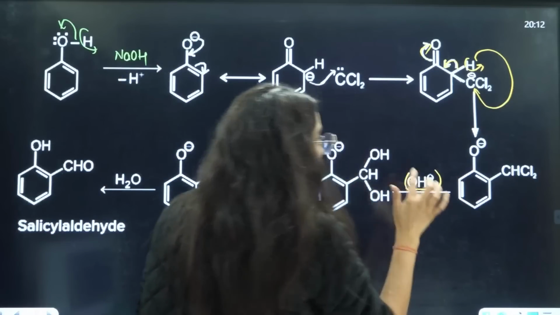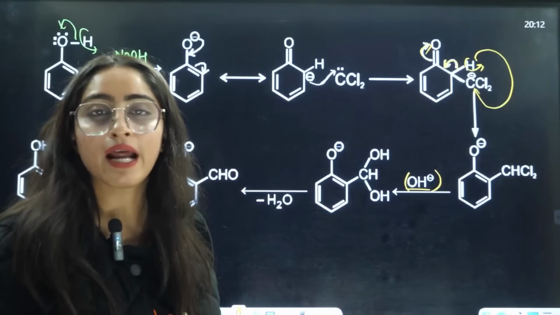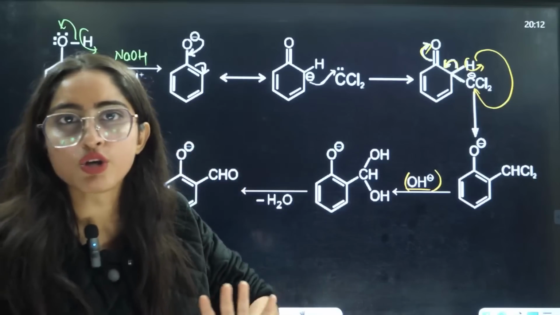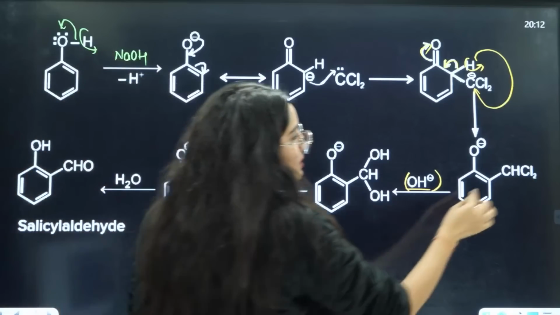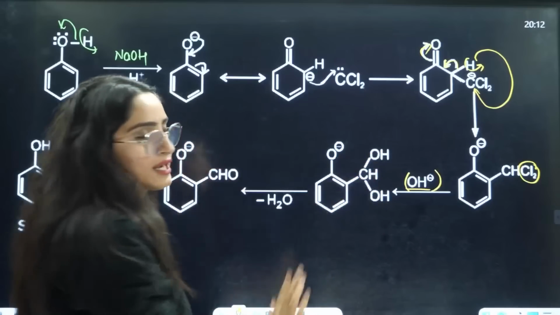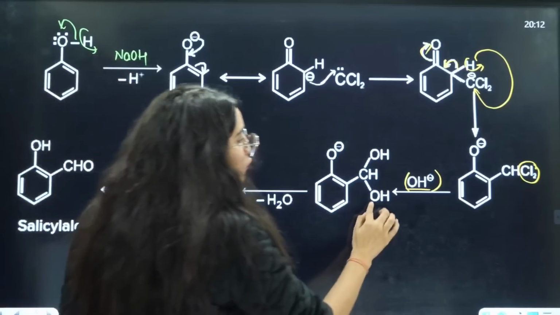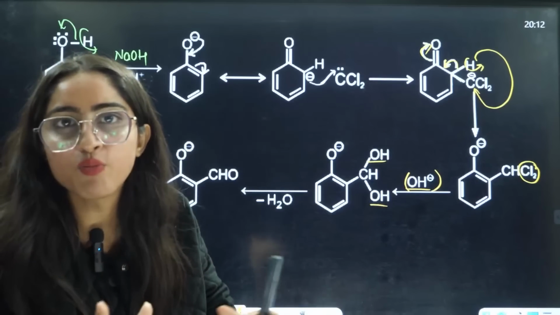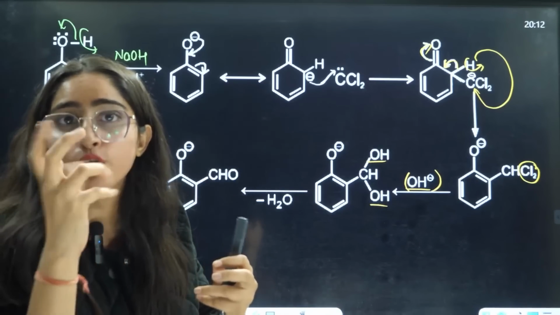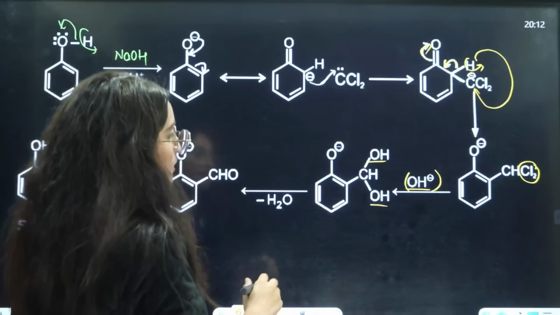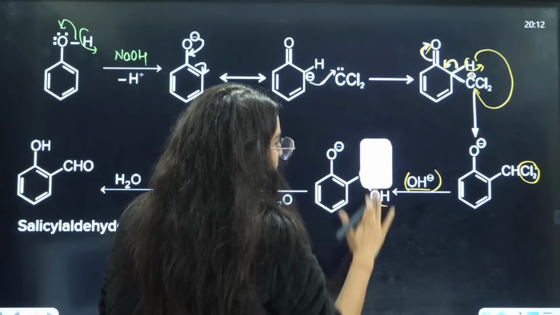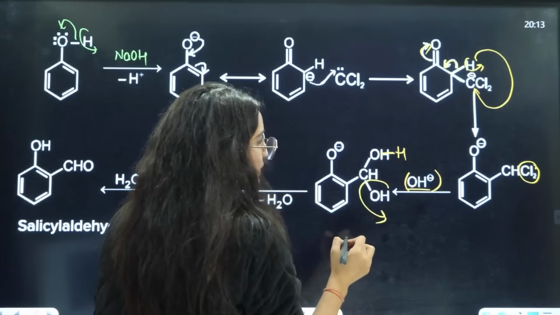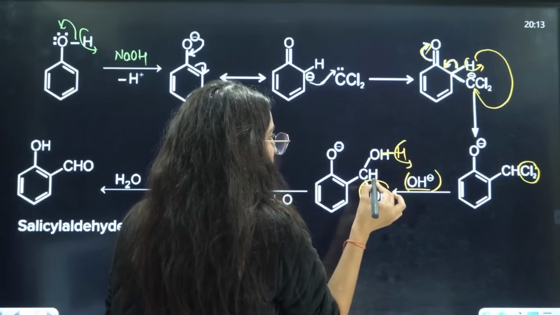Now what will you add? Add aqueous NaOH. We know that NaOH is already there in the solution. Because of that NaOH, this Cl will be replaced by 2 OH. We know that one carbon cannot handle 2 OH bonds. It is very difficult for the carbon to handle 2 OH. What will happen here? This is your OH. So what will happen? OH negative will be eliminated. H will be eliminated.